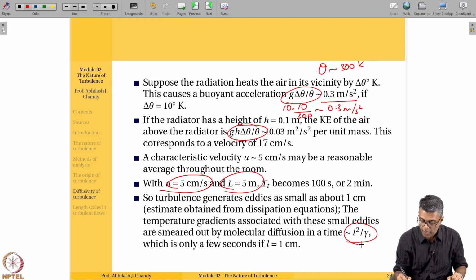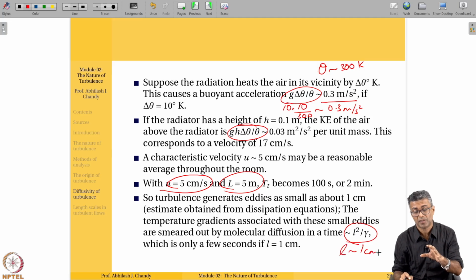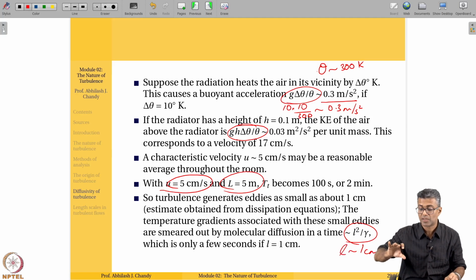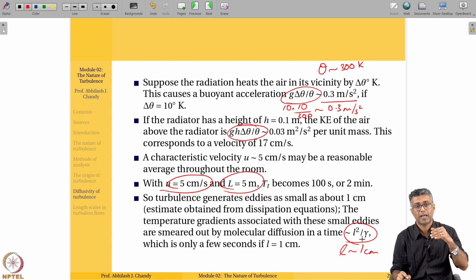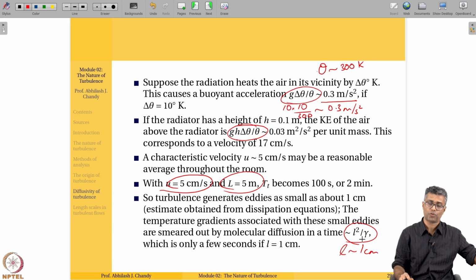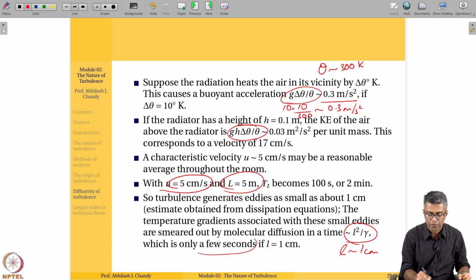So here L is approximately 1 centimeter. These are the smallest eddies, and they are dissipated by molecular diffusion. If you just calculate L squared over gamma, gamma again being the value at standard temperature and pressure, the same value we used for the molecular diffusion case in the room, these time scales are only a few seconds.